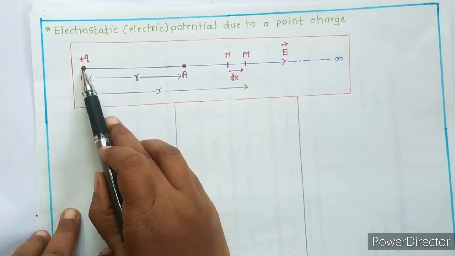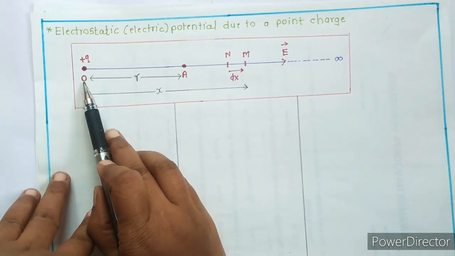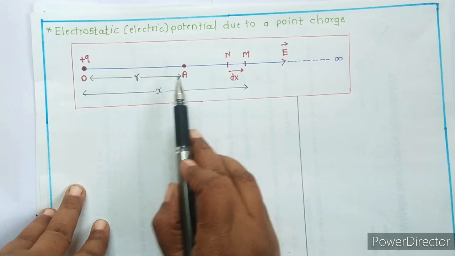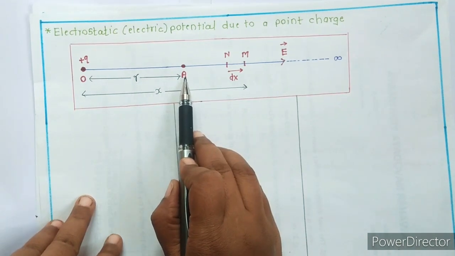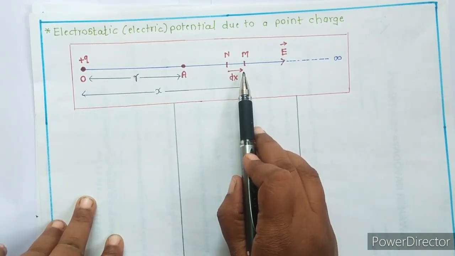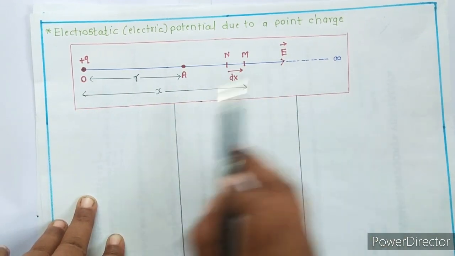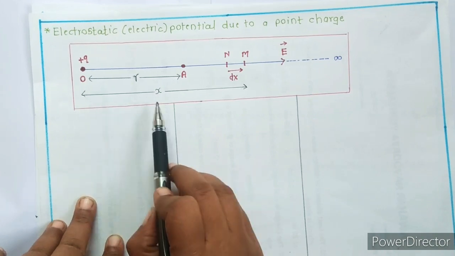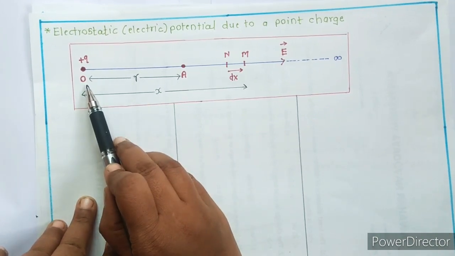Here Q is situated at O, and at A we have to find the potential, which is at a distance r. M is the intermediate point on this pathway along the line, which is situated at a distance x from O.